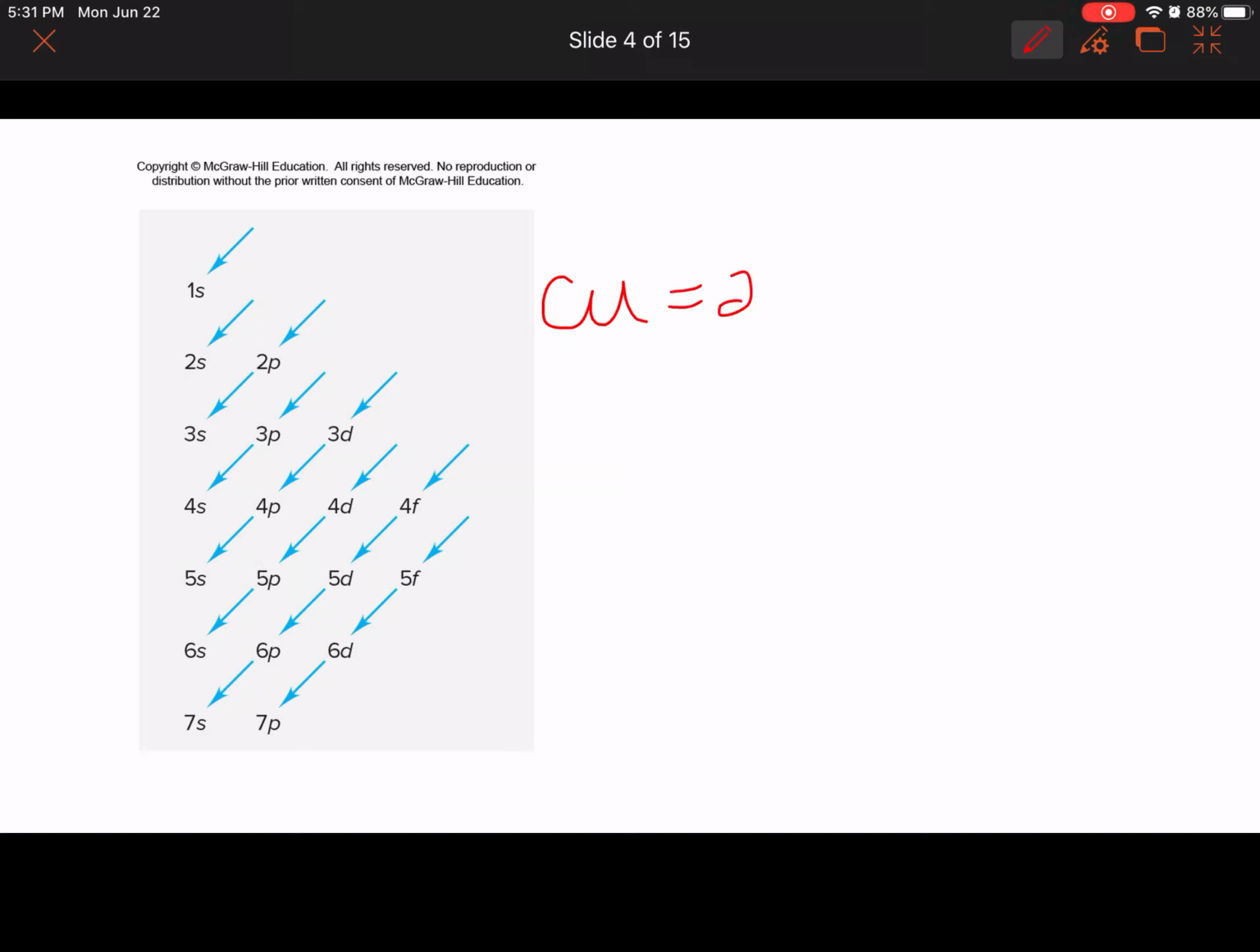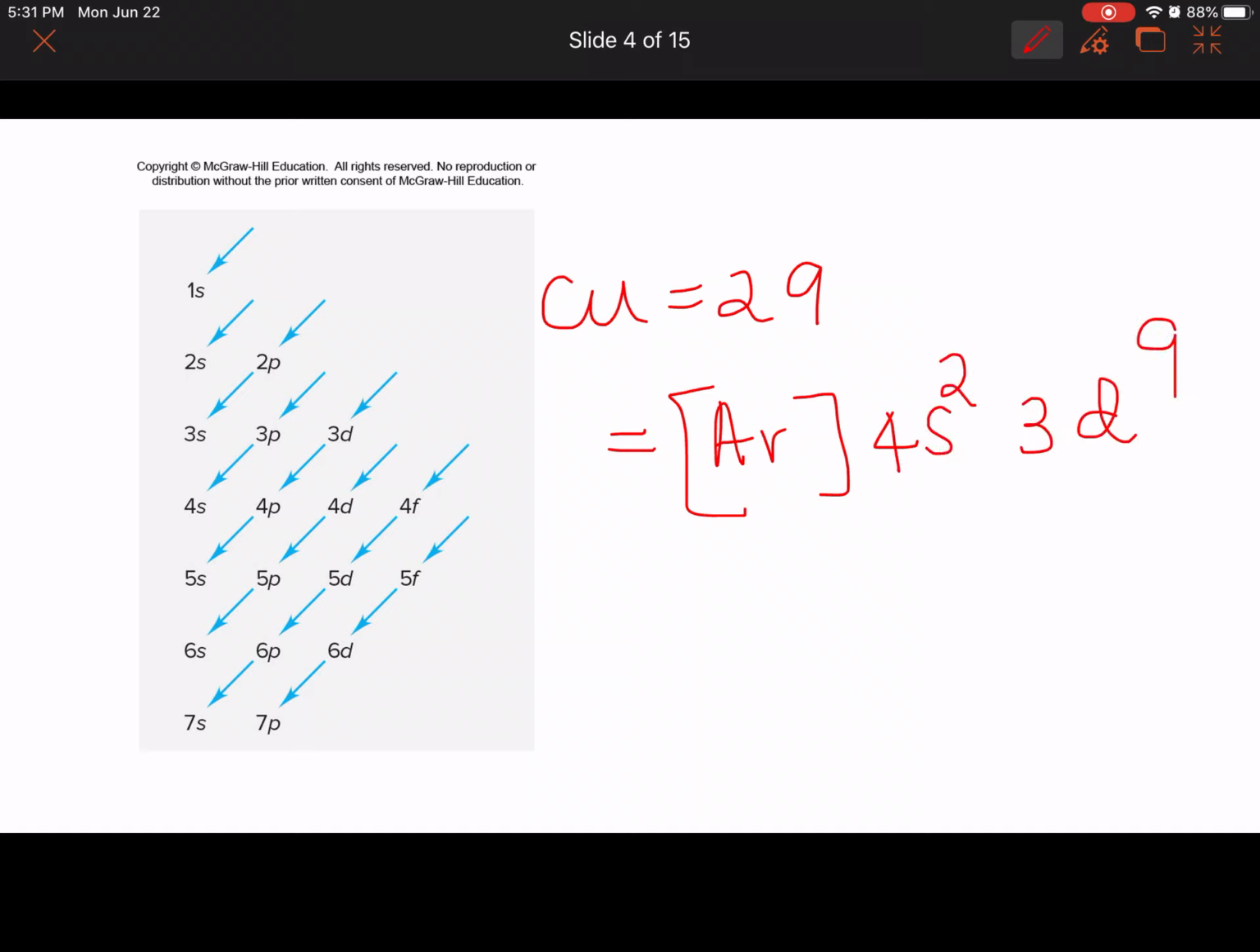Copper is atomic number 29. Its noble gas configuration prior to copper is argon, and then 4s2, 3d9. Now I explained this in the lecture video: when copper, or any element, is one electron less than completely filling a d orbital, it does something special. So let's see our d orbitals.